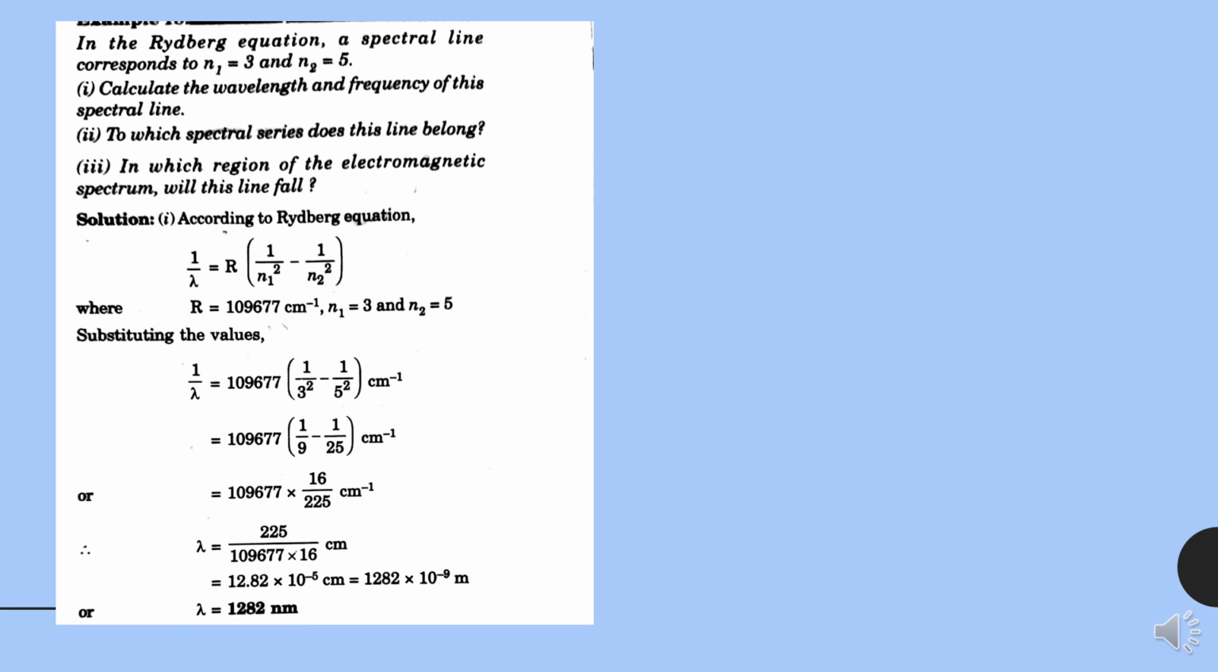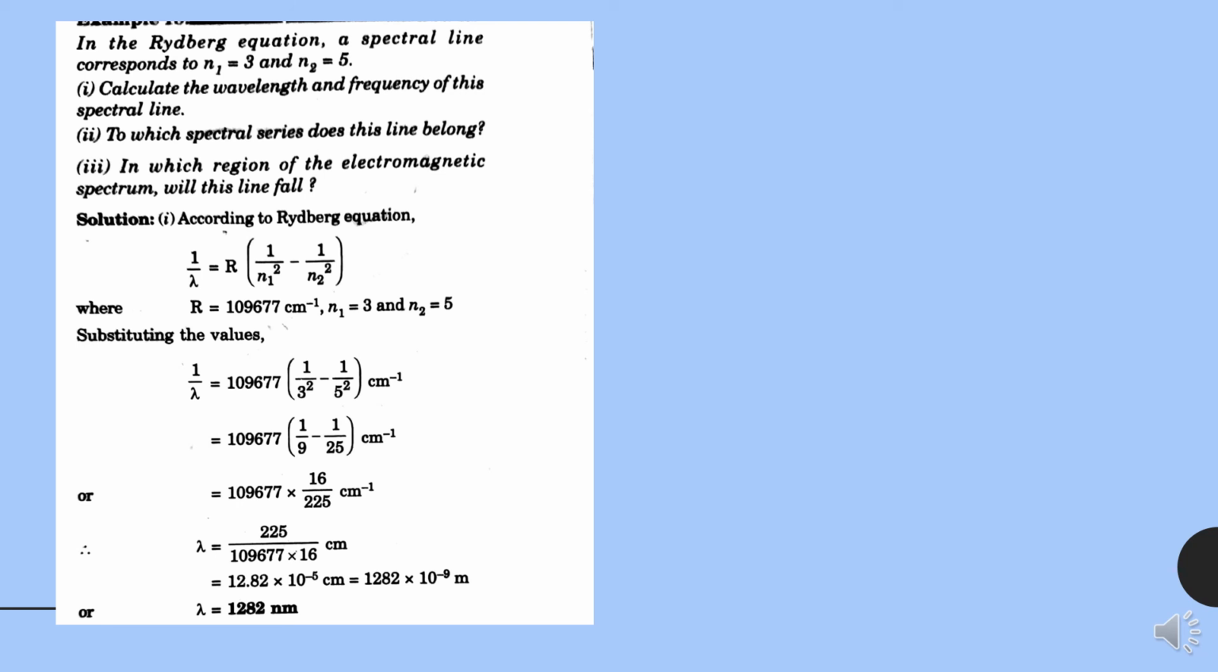Next, we can have some examples of how to solve numericals on the basis of the Rydberg formula. In this question, a spectral line corresponds to n1 = 3, n2 = 5. Calculate the wavelength and frequency of this spectral line, and to which spectral series does this line belong? In which region of the electromagnetic spectrum will this line fall? So you need to give answers to these three things.